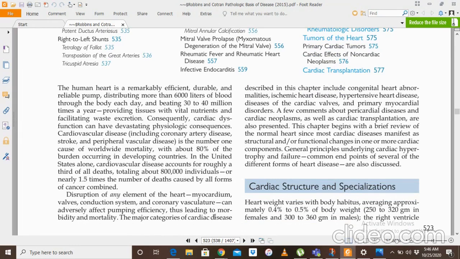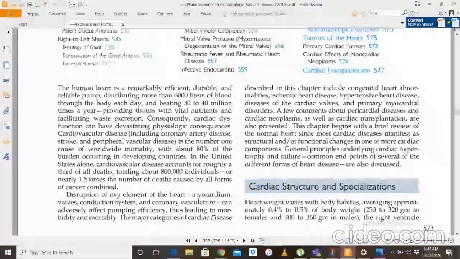The major categories of cardiac disease described in this chapter include congenital heart anomalies. I just want to give you a brief review: we will talk about cyanotic and non-cyanotic congenital heart disease, which include, for example, tetralogy of Fallot, atrial septal defect, and ventricular septal defect. In ischemic heart disease, we will talk about angina, non-ST elevated and ST elevated MI, then hypertensive heart disease, and the diseases of the cardiac valves.